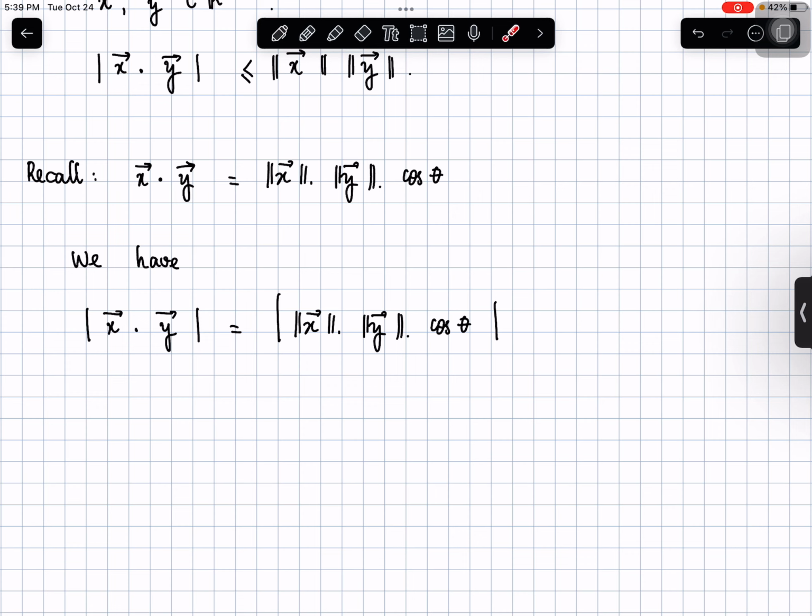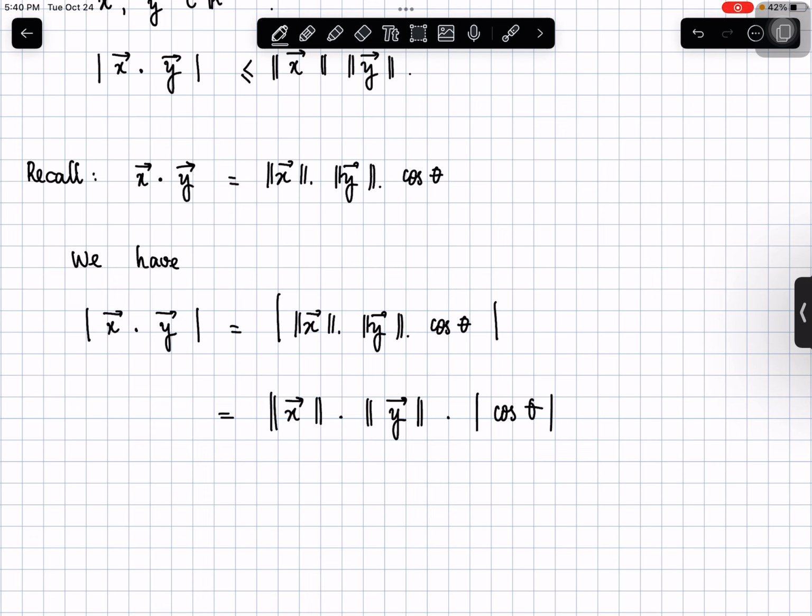So these are all real numbers, right? Actually, this is positive, this is also positive, right? And this number is between -1 and 1, right? So the absolute value of this is the norm of x, because this is non-negative. This is also non-negative, and since the cosine of theta is between -1 and 1, we get the absolute value of cosine of theta.